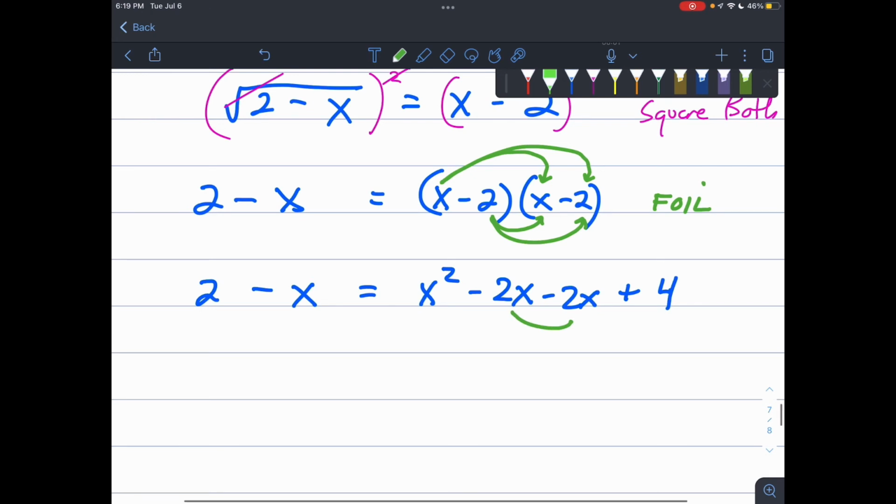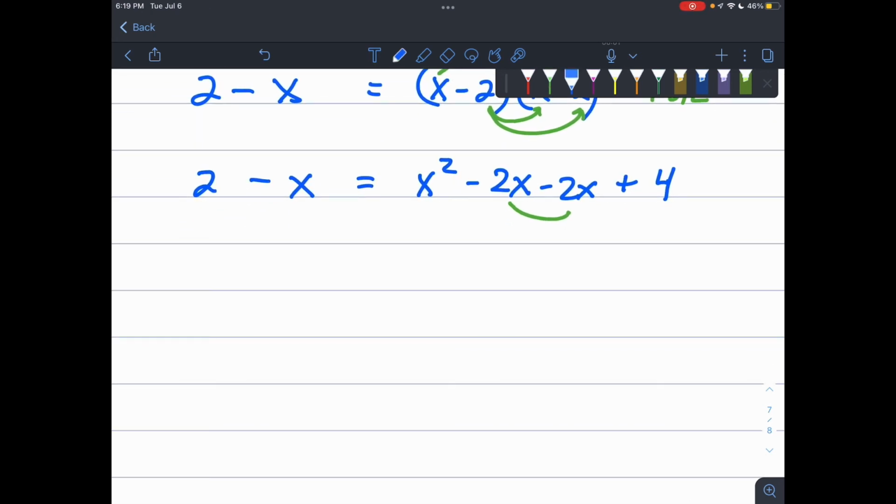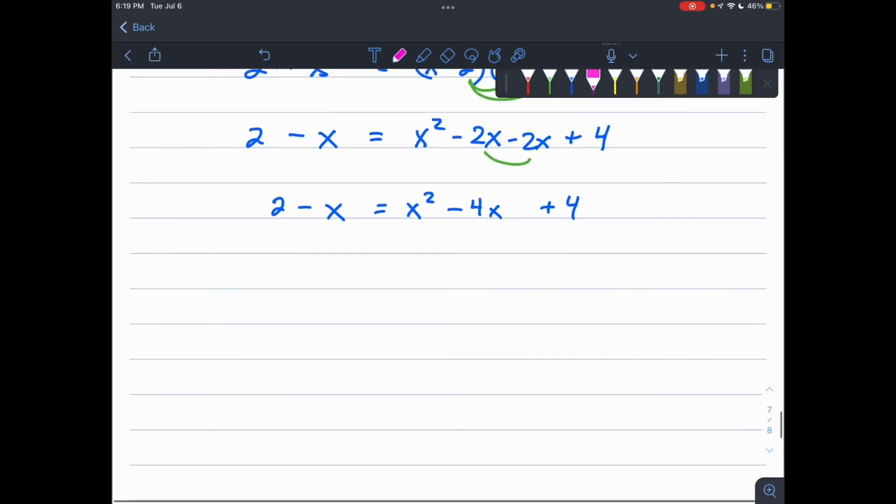Got some like terms we can put together, so I'm going to do that really quickly. So 2 minus x, not doing anything on the left. So -2x and -2x combine to make -4x.